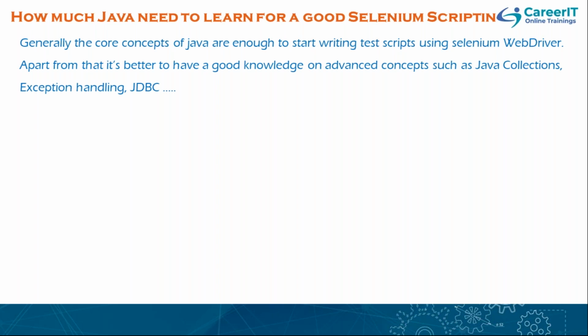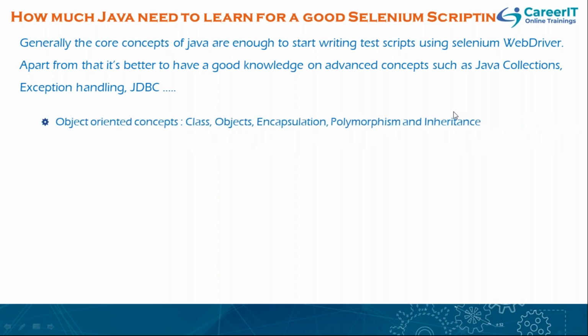So that's what I mentioned. Generally, core concepts of Java are enough to start writing automation scripts using Selenium WebDriver. Apart from that, you should have some advanced concepts like Java collections and exceptions. I just listed some concepts which are required for our Selenium test automation. The object-oriented concepts are required: how to create a class, how to create an object, and how to implement encapsulation, polymorphism, and inheritance.